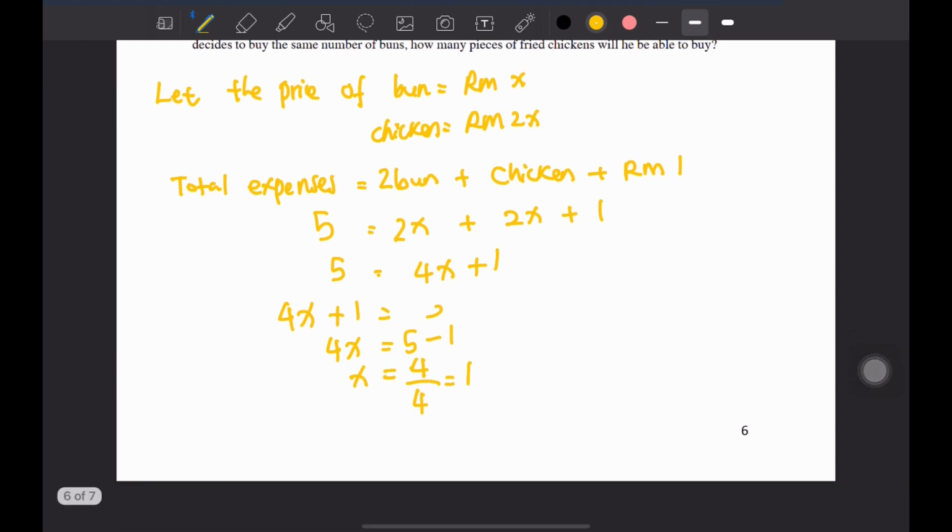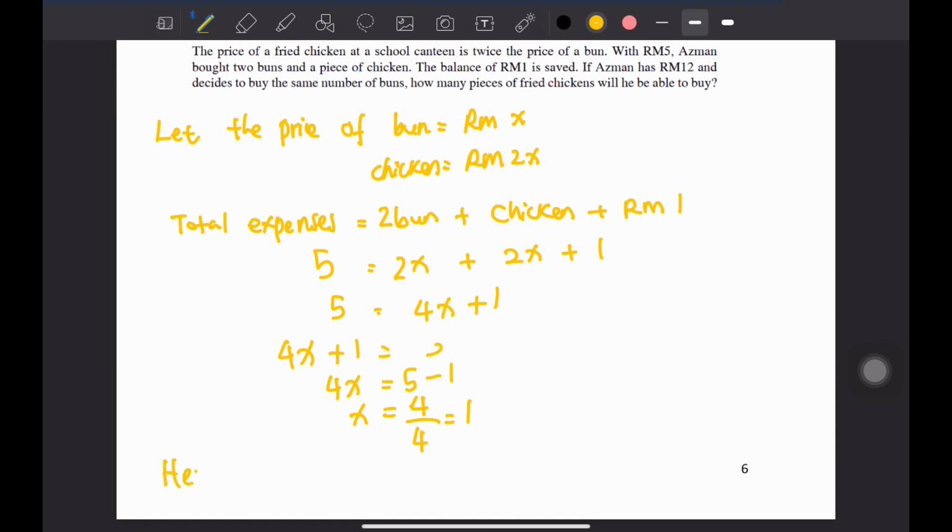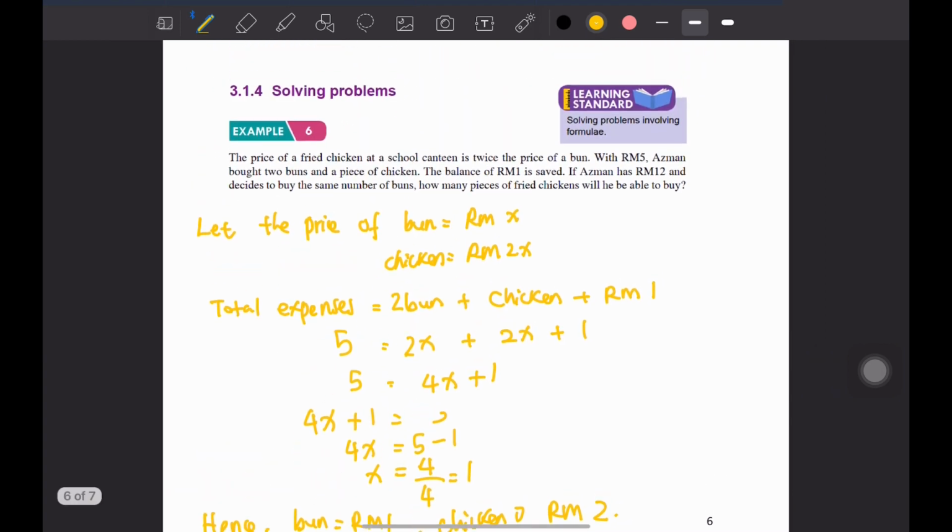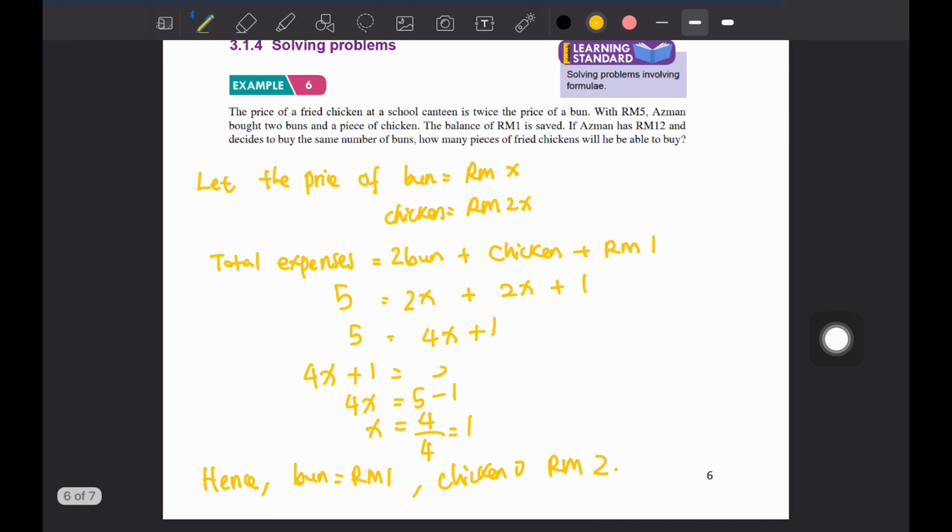So thus, hence we know that the price of bun is RM1, chicken is RM2. Dah habis belum kan? Okay, next, if Azman has RM12 and decides to buy the same number of bun, 2 buns lah kan? How many pieces of fried chicken will he be able to buy?